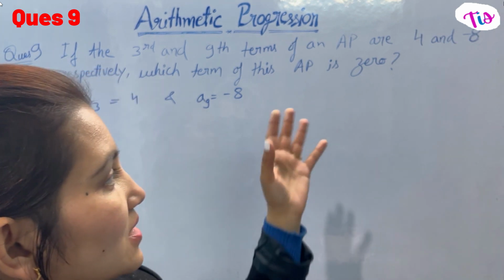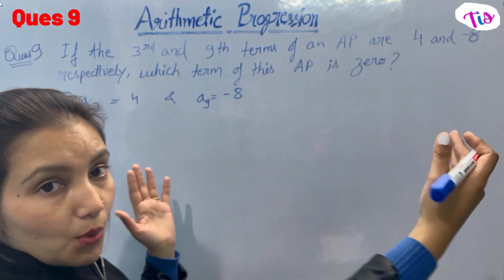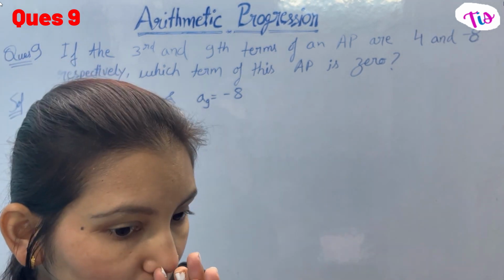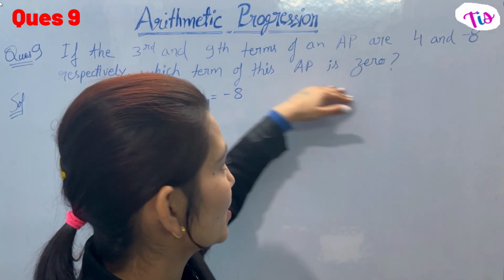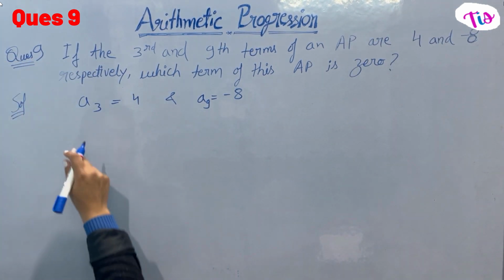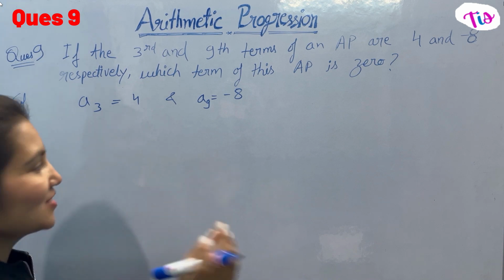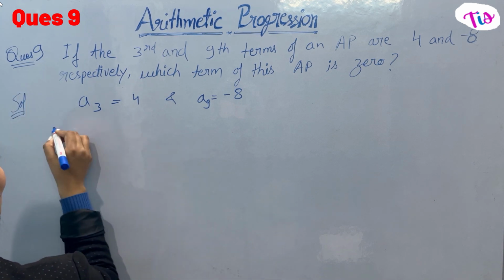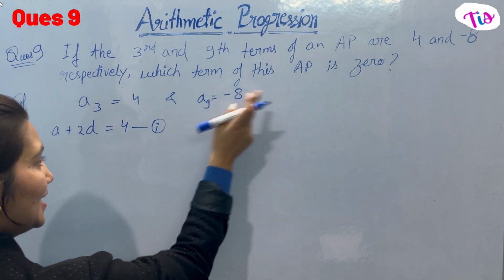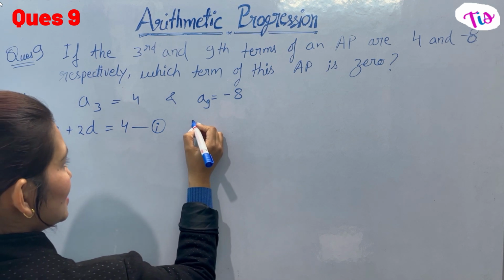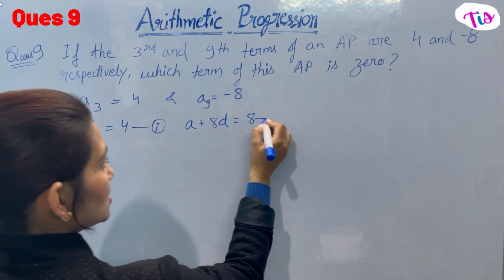Which term of this AP will be 0 means, in this AP, at what place 0 will come. So let's use this given information first, and then we'll come to the actual question, which term is 0. So A3 is equal to 4. According to the general term of an AP, a plus 2d is equal to 4, right? So this is my equation number 1. A9 is minus 8, so a plus 8d is equal to minus 8. This is equation number 2.